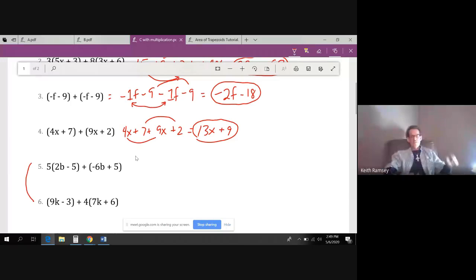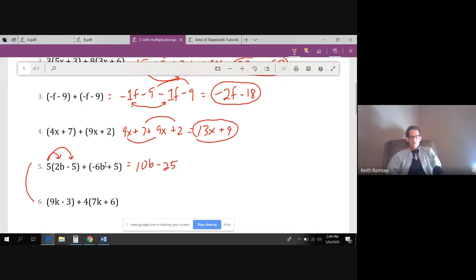Okay, hopefully that gave you a chance to look at 5 and 6. So for number 5, I'm definitely going to multiply this outer number 5 times 2b, and that should equal 10b. And then I'm going to multiply 5 times negative 5. Positive times negative is negative 25.